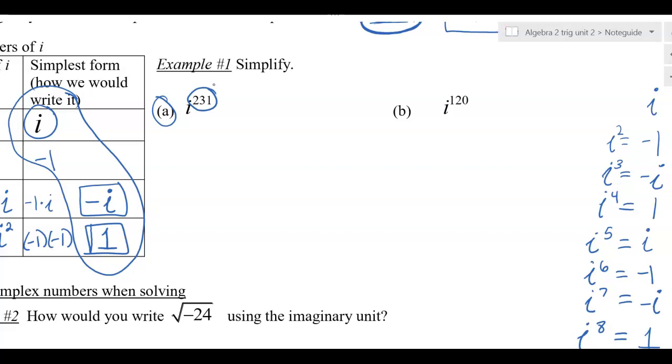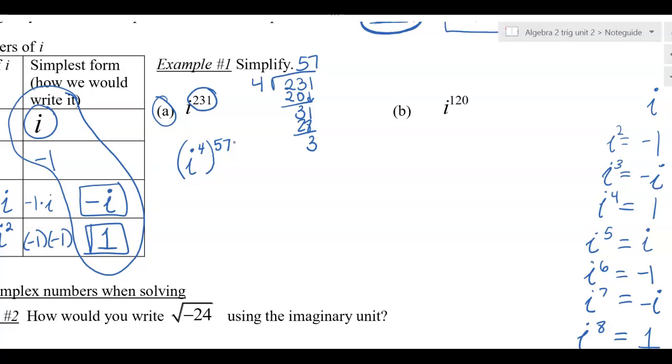What power of i makes +1? 4th. Okay, so I basically want to figure out how many i to the 4ths I have in 231. So I'm going to take 231, divide it by 4, and it goes in there 57 times with 3 left over. Is that okay with everybody? That means that i to the 231st power is the same thing as using i to the 4th 57 times.